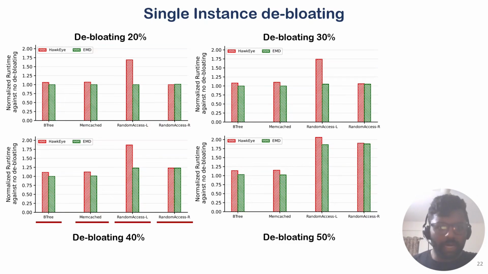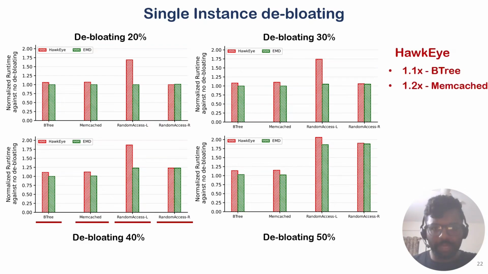Now, as you can see, Hawkeye significantly increases runtime across all debloating levels with an average increase of 1.1x for B-tree and 1.2x for Memcached. In contrast, EMD's fine-grained approach, which considers the bloat distribution across the address space, results in minimal performance impact. For B-tree and Memcached, EMD shows an average runtime increase of less than 1.01x, closely matching the best case runtime.